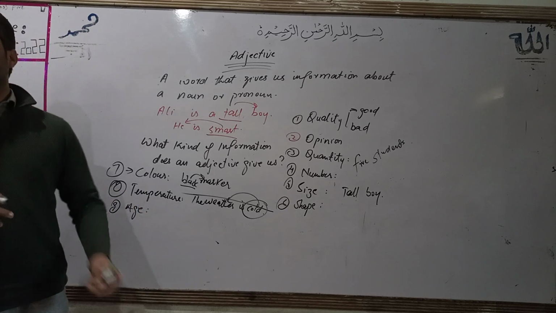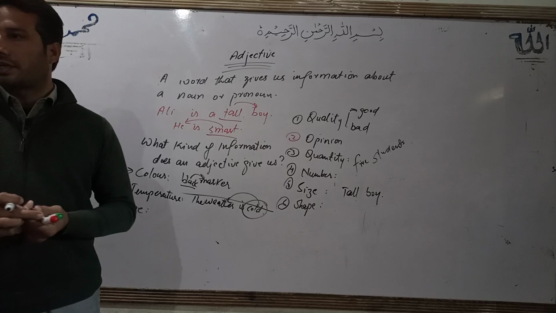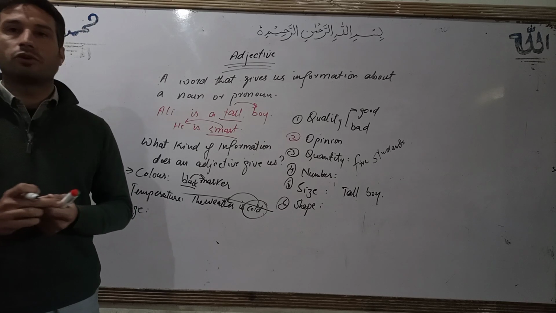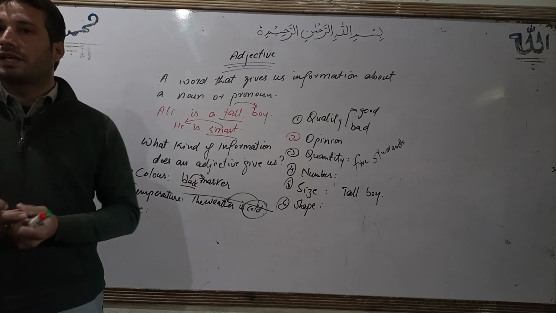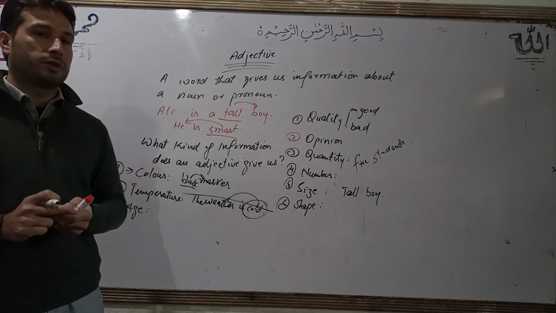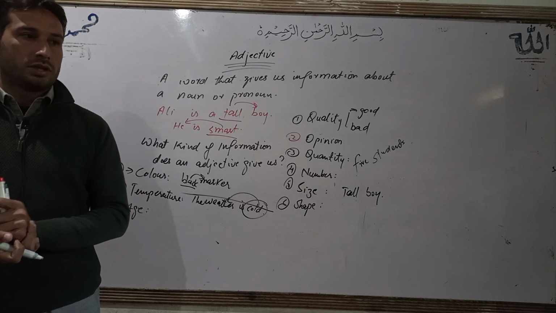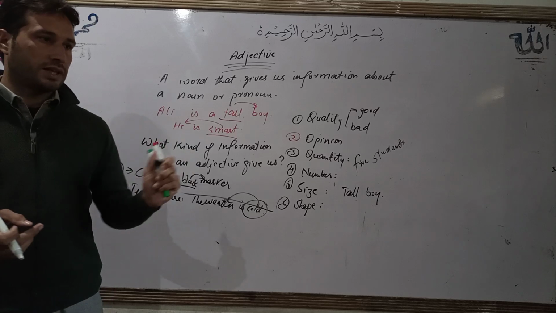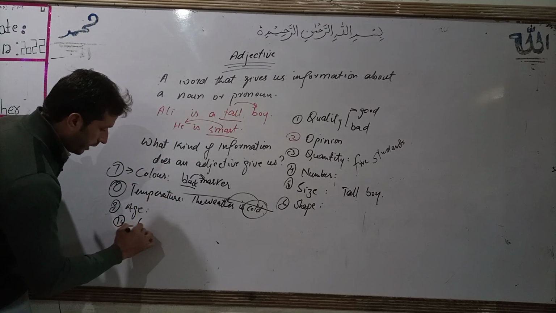Age: old, young, latest and so on, these are adjectives. He is an old man, he is a young person, a young man is coming, a young boy is coming, an old person is coming, an old person told me. The old person is a noun, and old tells us the age. And finally we have origin.